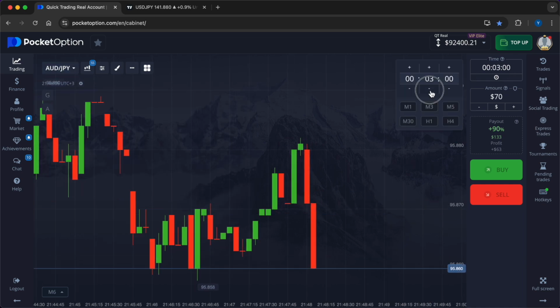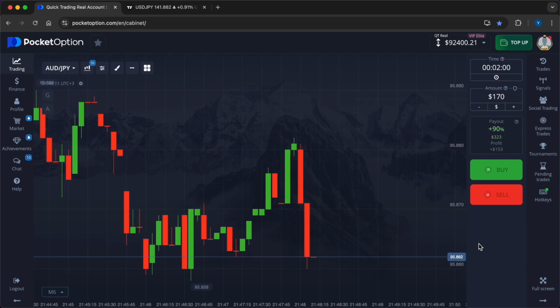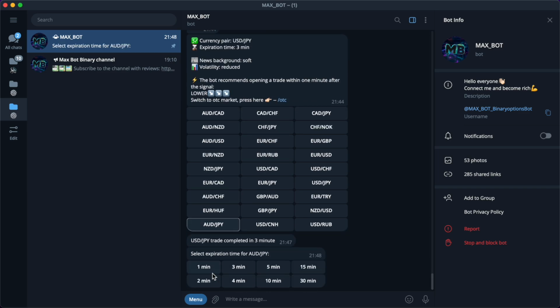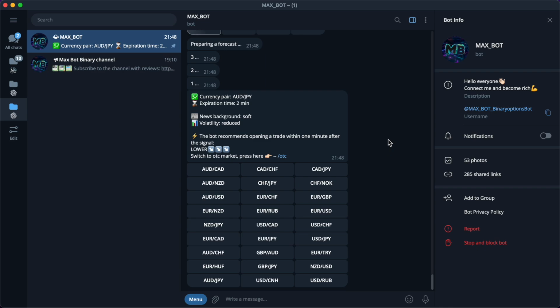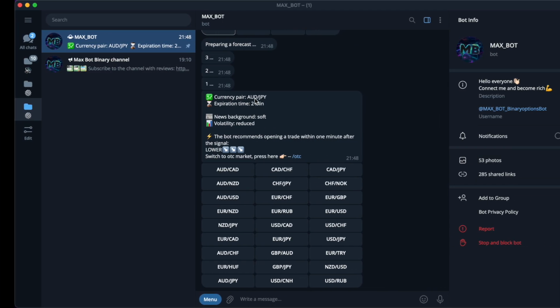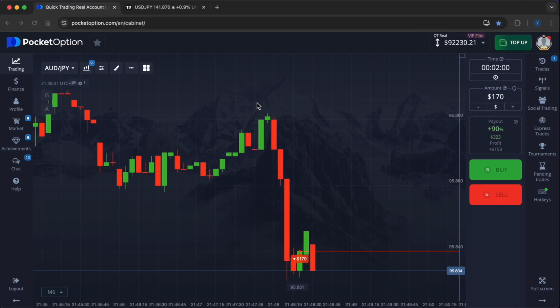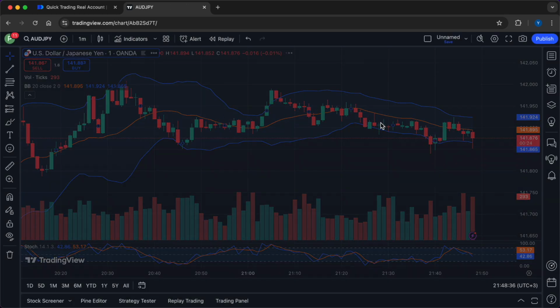$63 is already in my pocket. In the second trade I will enter on the currency pair Australian dollar, Japanese yen, expiry time 2 minutes. The investment amount is much higher, $170. The forecast from artificial intelligence is lower. In the message with the signal there is additional information about volatility and news background. The influence of news is weak now, and price fluctuations are reduced.